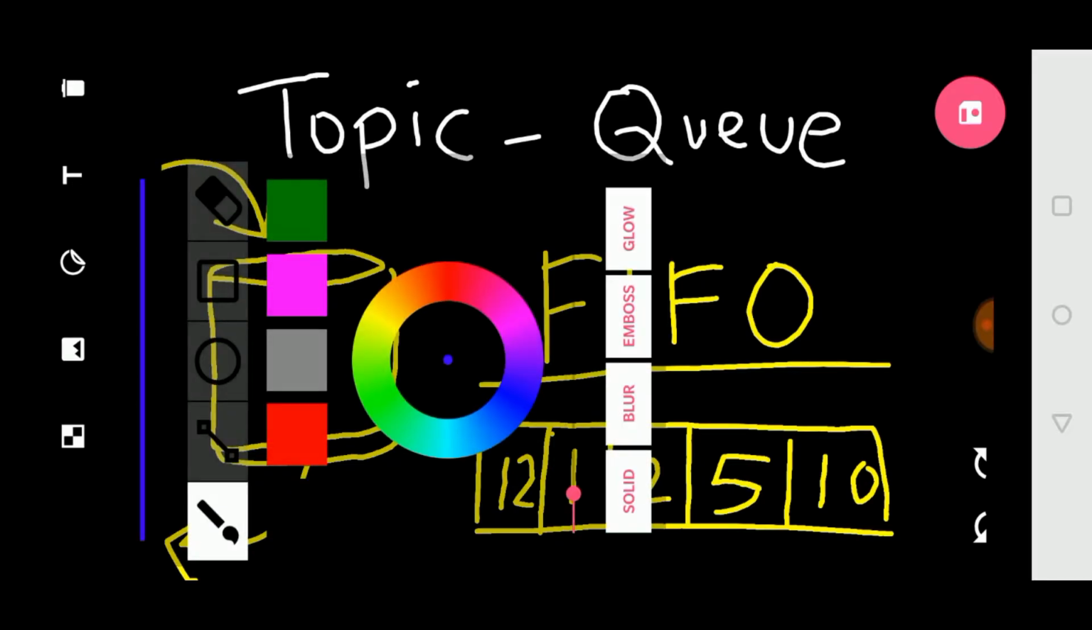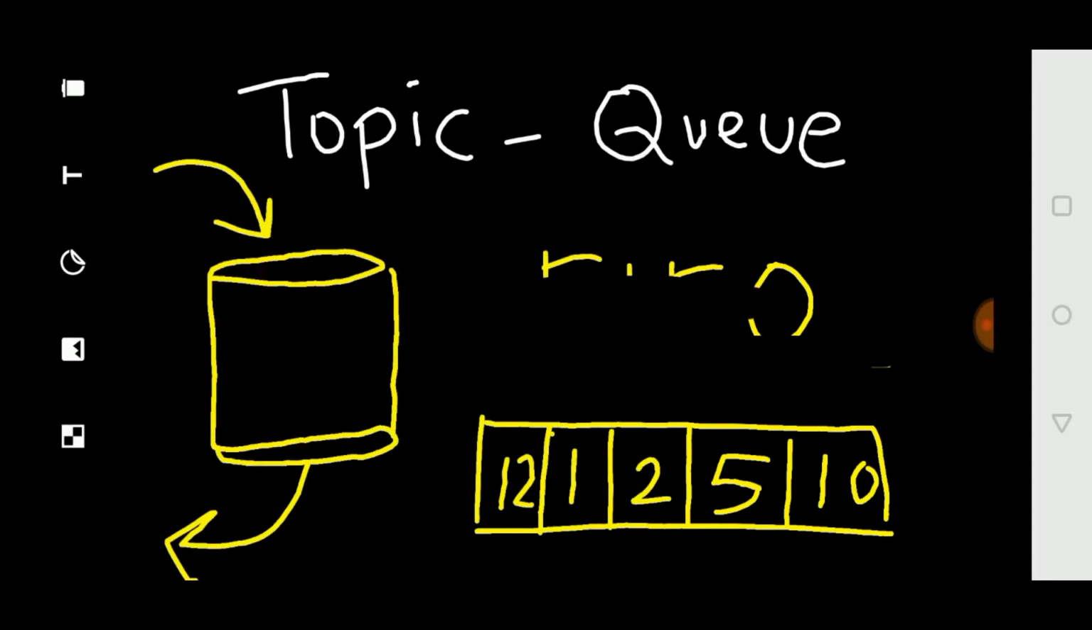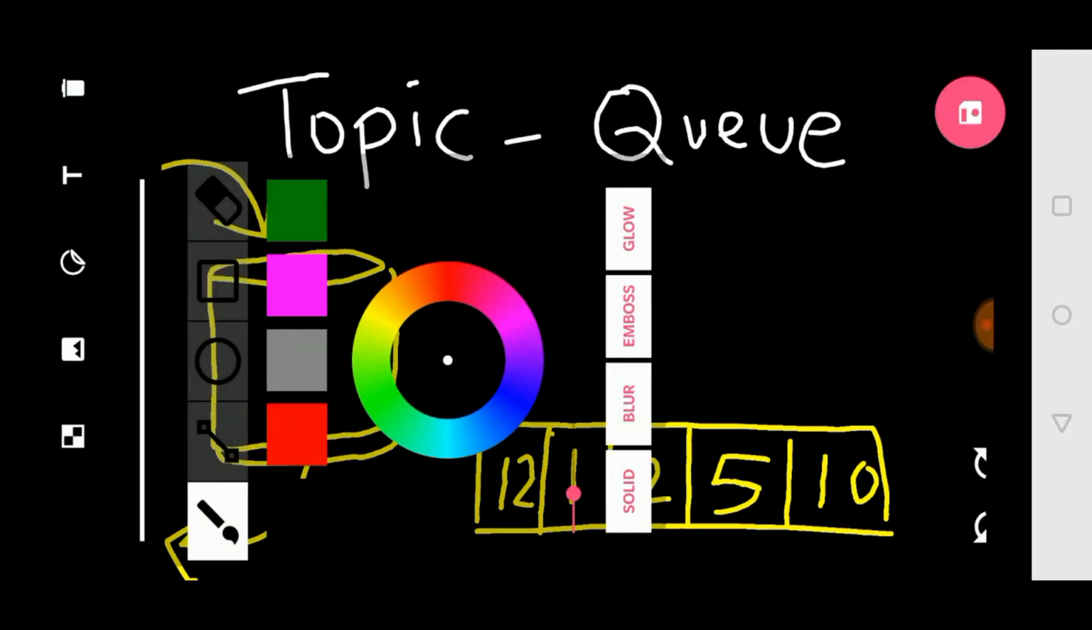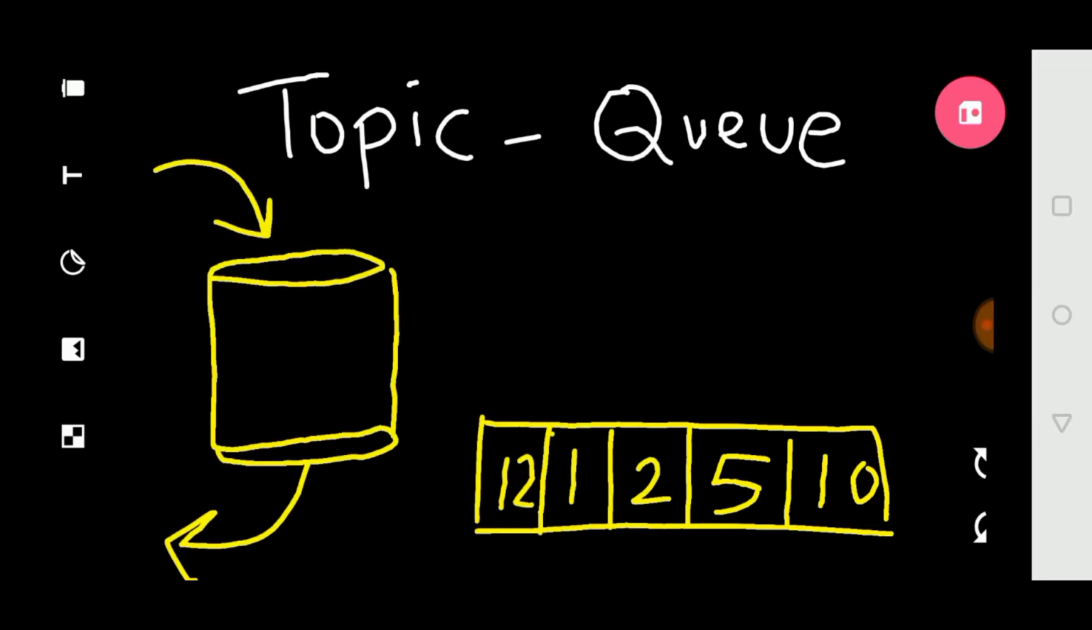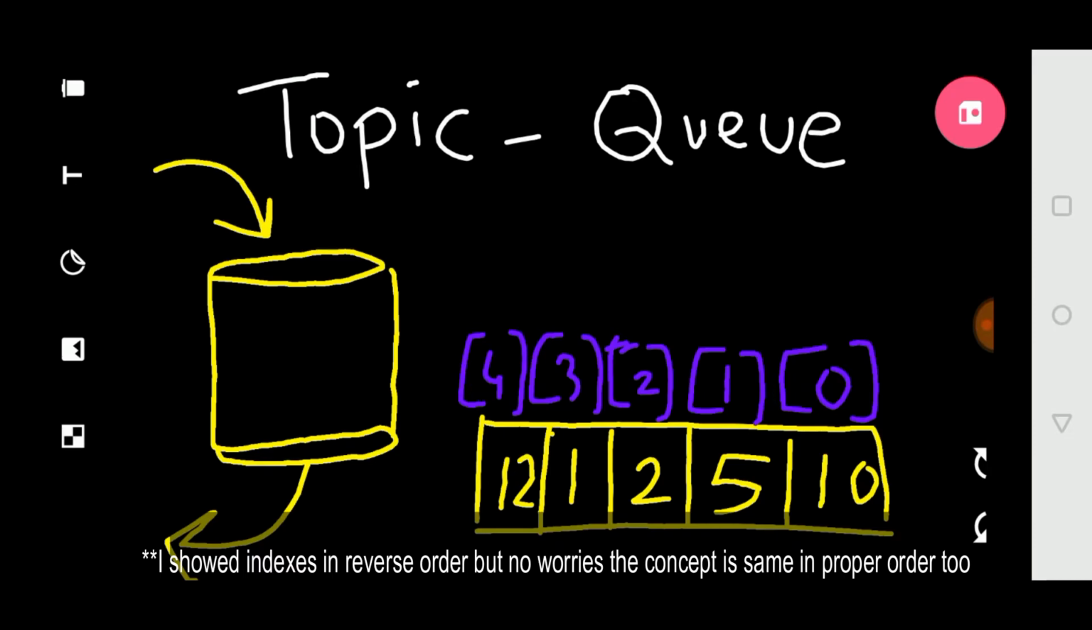Obviously there are indexes for each place that is occupied in a queue, which is similar to an array or a list that you might be familiar with if you have a little knowledge and background of computer science. So suppose this is index number 0, this is index 1, this is index 2, this is index 3, this is index 4, and likewise.